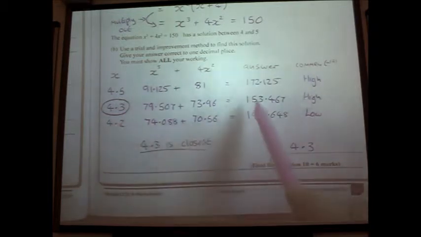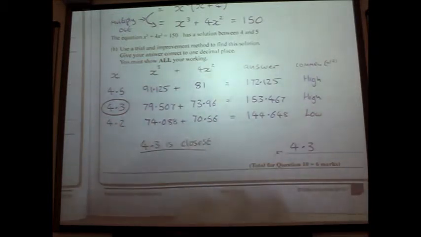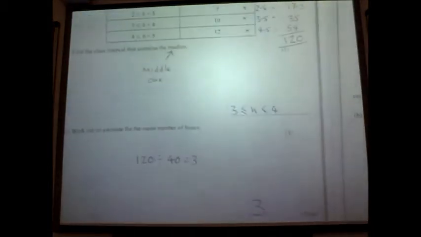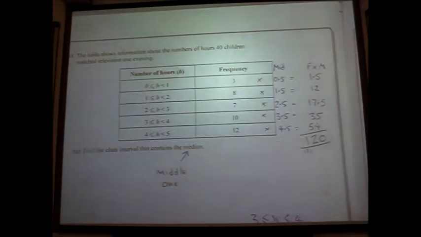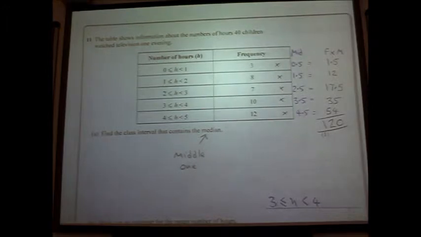4.2 was too low, but 4.3 was closest. Question number 11. The table shows information about the numbers of hours 40 children watch television. Find out the class interval that contains the median.